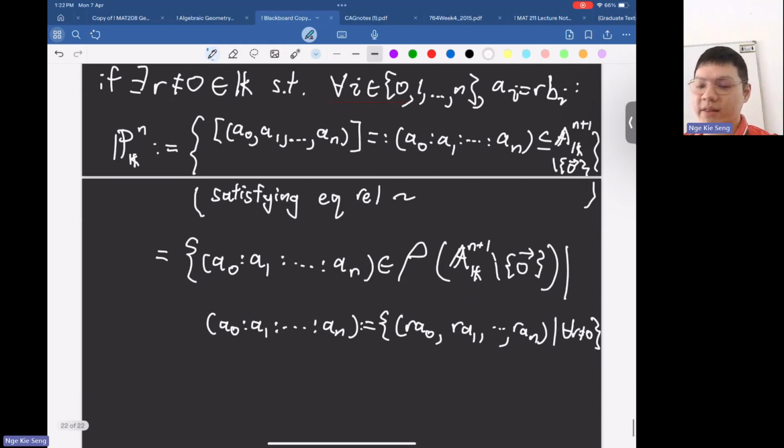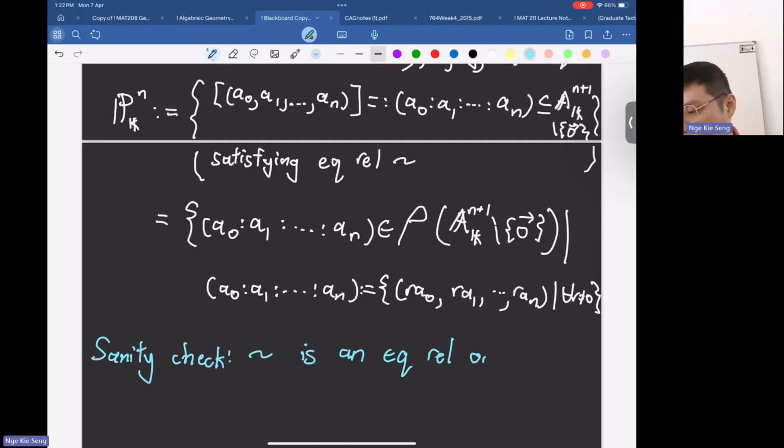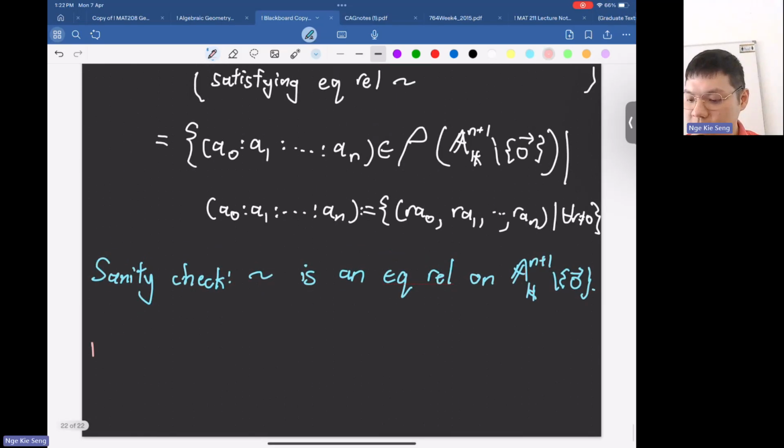One thing to check, which I didn't check for you, is that this tilde here is actually an equivalence relation. This is a very good starting exercise that you could do at home. Check that it's really an equivalence relation, meaning it satisfies reflexivity, symmetry, and transitivity. Also, notation: sometimes we'll just write Pn instead of P and K.